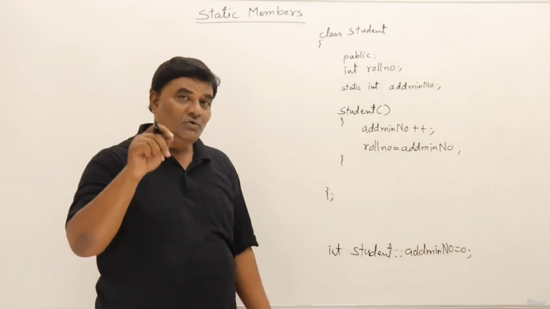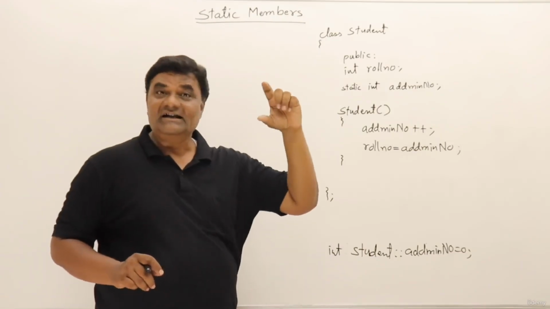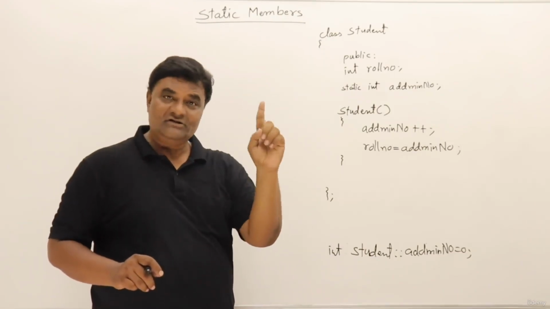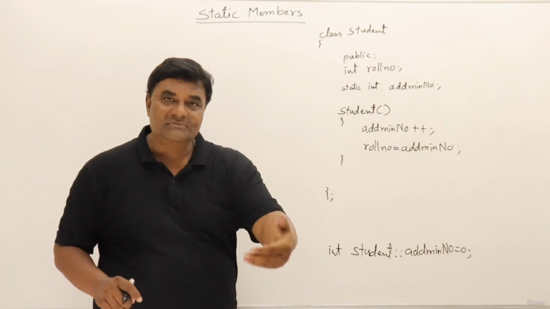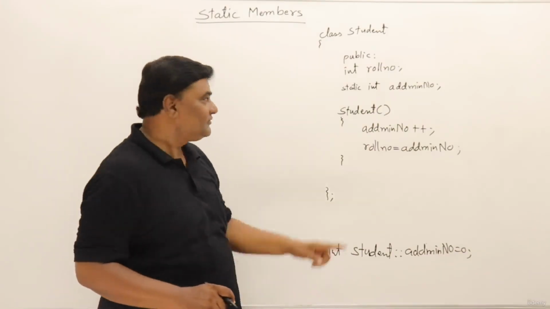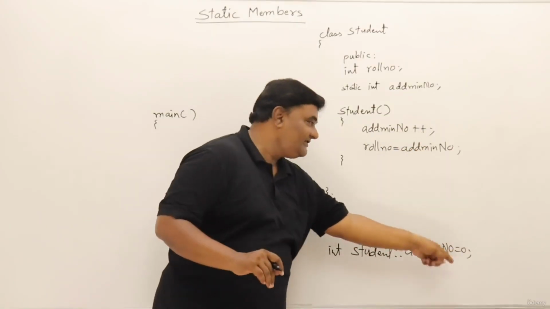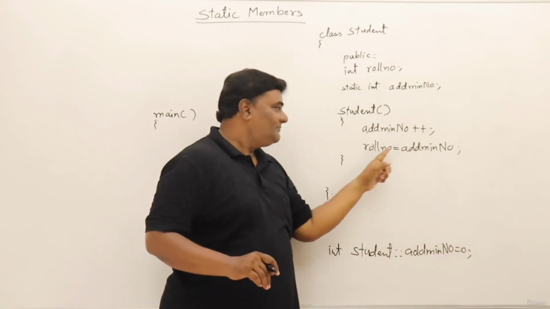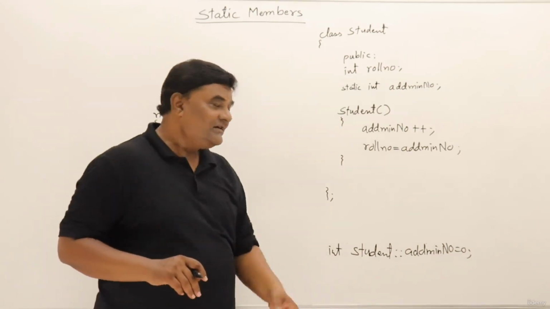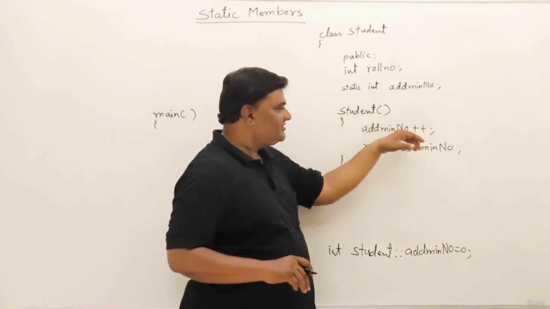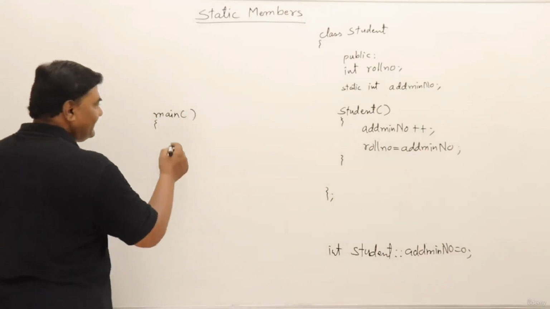Now, how to know what should be the next admission number? Admission number is a static member of the class. There will be only one copy of admission number, and that will keep increasing, and the next admission number is taken as the roll number of a student. So what I am doing in the constructor is admission number plus plus. Initially it is 0, it will become 1. Then the roll number of the first student is 1. For the next student, when the object is created, admission number plus plus, and that number is given to it. So let me create objects and show you.